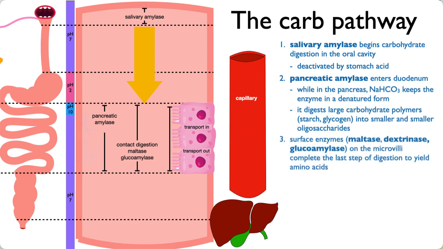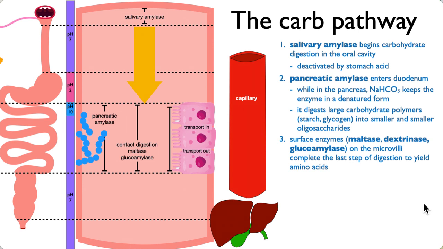Here, the breakdown products of the salivary amylase are acted on by pancreatic amylase. And the pancreatic amylase, remember, was inactive in the pancreas because of all that bicarbonate denaturing it. But now that it's in a neutral environment, it refolds and functions. This is actually really important, this idea, because it prevents the enzymes from digesting the pancreas itself.